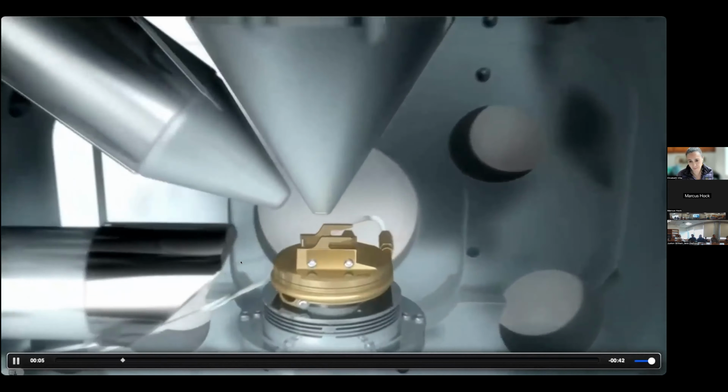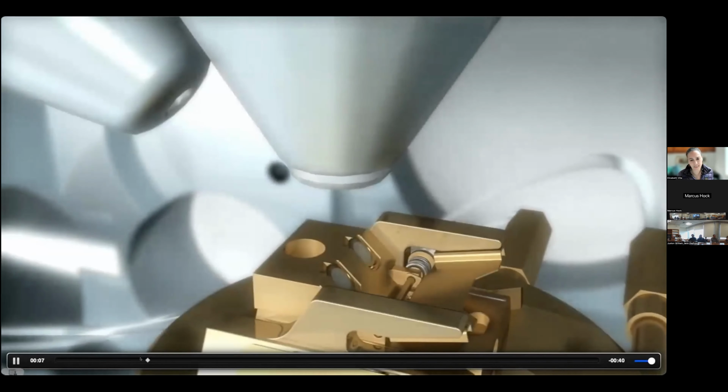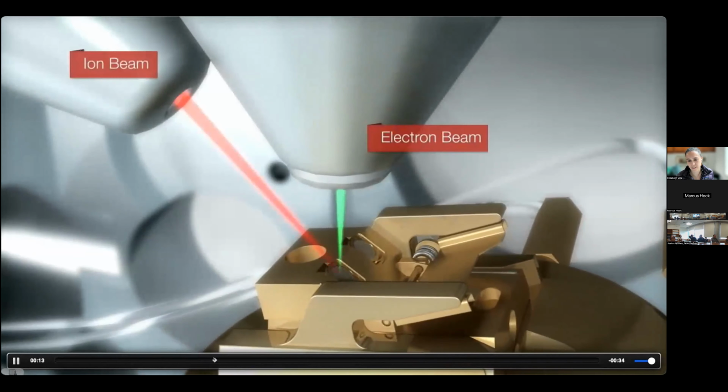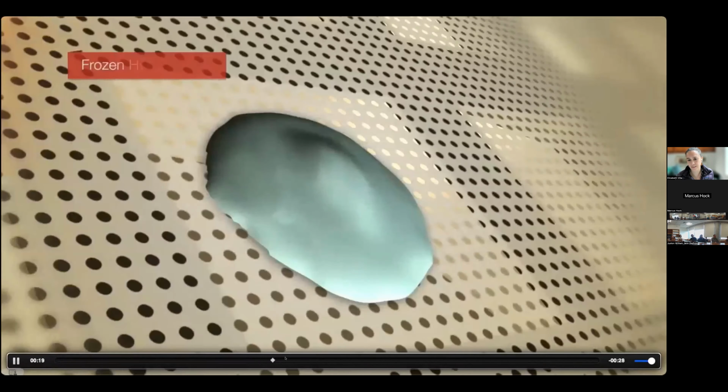These are the two beams. This is a stage that we designed. Now it's commercially available. You put there the little grids, and basically you have the electron and ion beams that are coincidental.